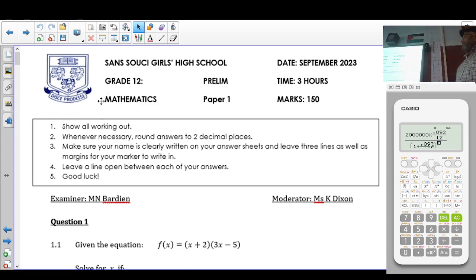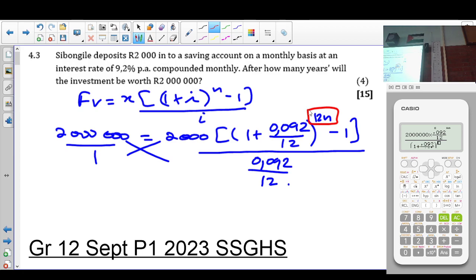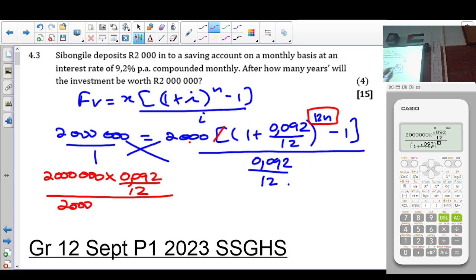Today we're looking at paper one, the PLM paper that you guys have written. Yesterday we needed to calculate n. The first step was to cross multiply, so I'm going to get 2 million multiplied by 0,092 over 12, then I divide it by 2,000. With that, I would have gotten rid of this bracket plus 1.